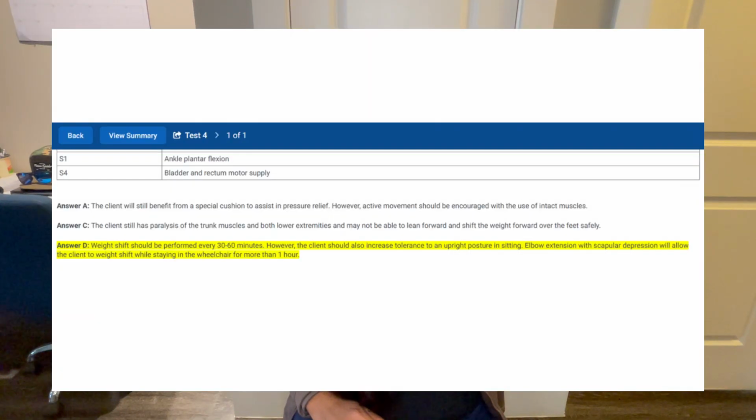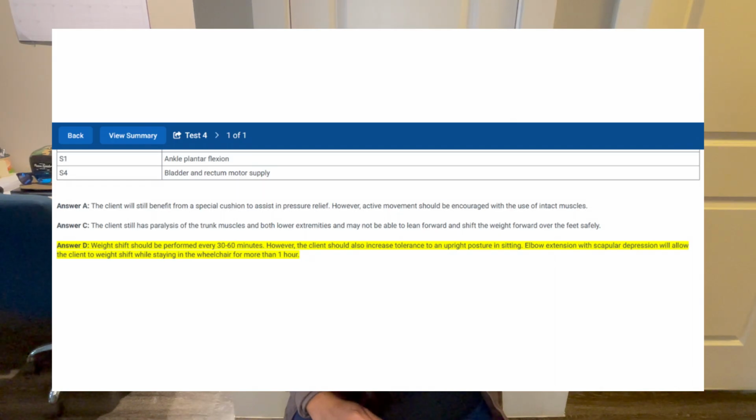Lastly, the reason it was not answer D was because weight shift should be performed every 30 to 60 minutes. However, the clients should also increase tolerance to an upright posture in sitting. So immediately, I did mention you don't really want them in the bed. You want them sitting down because you want that increased blood flow.